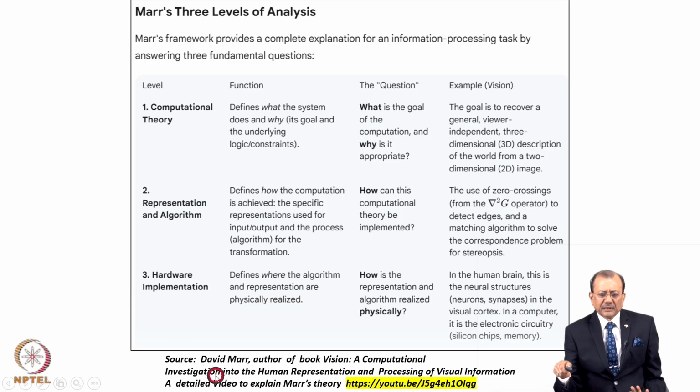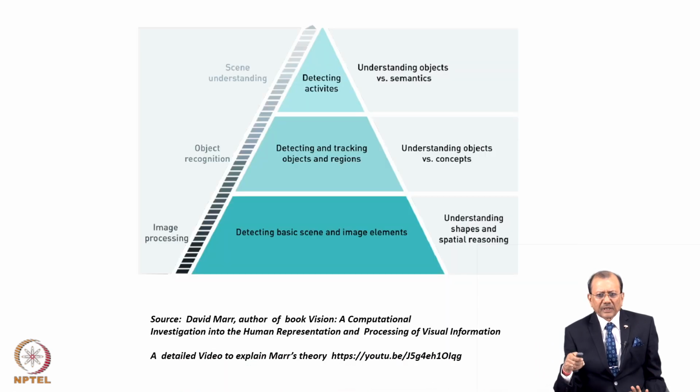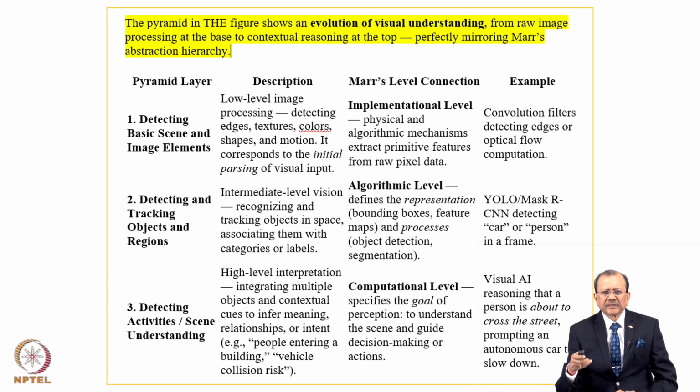More details you can see by looking at this video, which is around 10 or 12 minutes, on YouTube. And this picture shows the three layers in action. The first layer is detecting the basic scene and image elements, and that is done by the computational layer. Then detecting and tracking the objects and regions is done at the algorithm layer, and detecting activities is done at the implementation layer. So this is a textual explanation of what I have explained so far about these three layers.